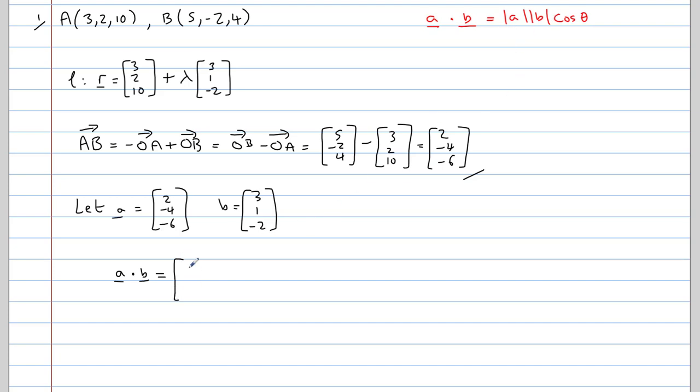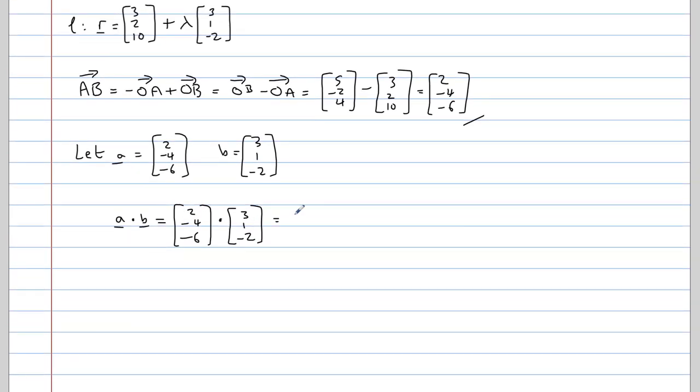So we're going to have 2, minus 4, minus 6, dotted with 3, 1, minus 2. To do A dot B, we multiply the x parts, the y parts and the z parts, and then add everything together. So we've got 2 times 3 plus negative 4 times 1 plus negative 6 times negative 2. That gives us 6 minus 4, which is 2, and then add 12, which is 14. So now that we know that's not 0, we'll do the rest of the calculation.